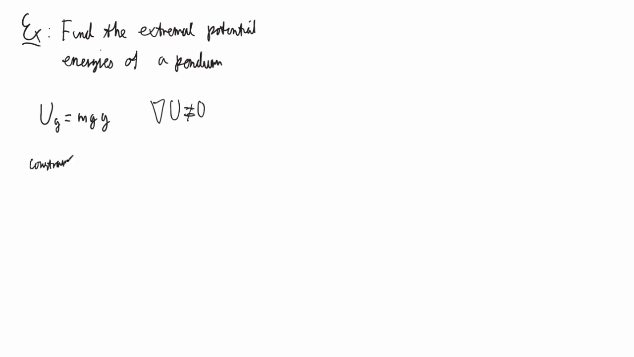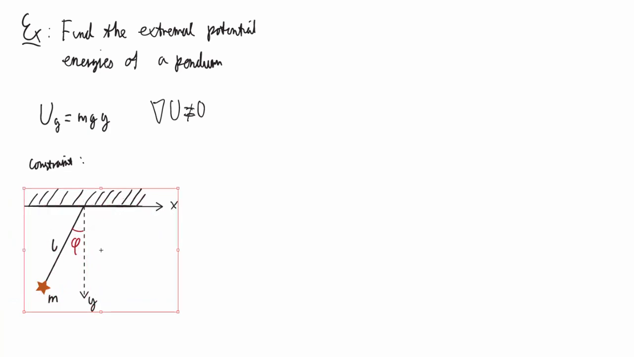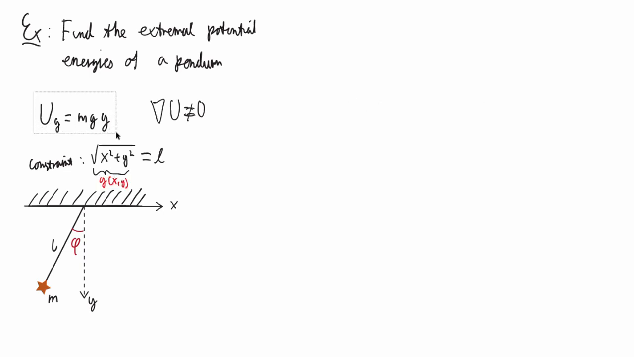But you also have a constraint. The constraint is that we're looking at a mass at the end of a pendulum. This is kind of what it looks like. This is our pendulum. So the constraint would be that the square root of x squared plus y squared is L, the length of the pendulum if the origin is there. So what we need to do now is say that this is what we call g of x and y. And this is the function that we need to optimize in blue there.